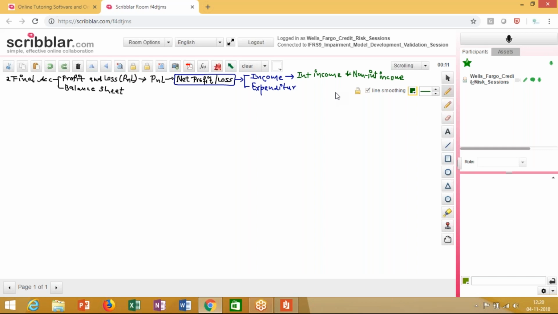Now, the expenditures that a bank faces are any kind of expenditures of maintaining any products or services. That is the cost borne by the bank to render any specific service. So it's income and expenditure.